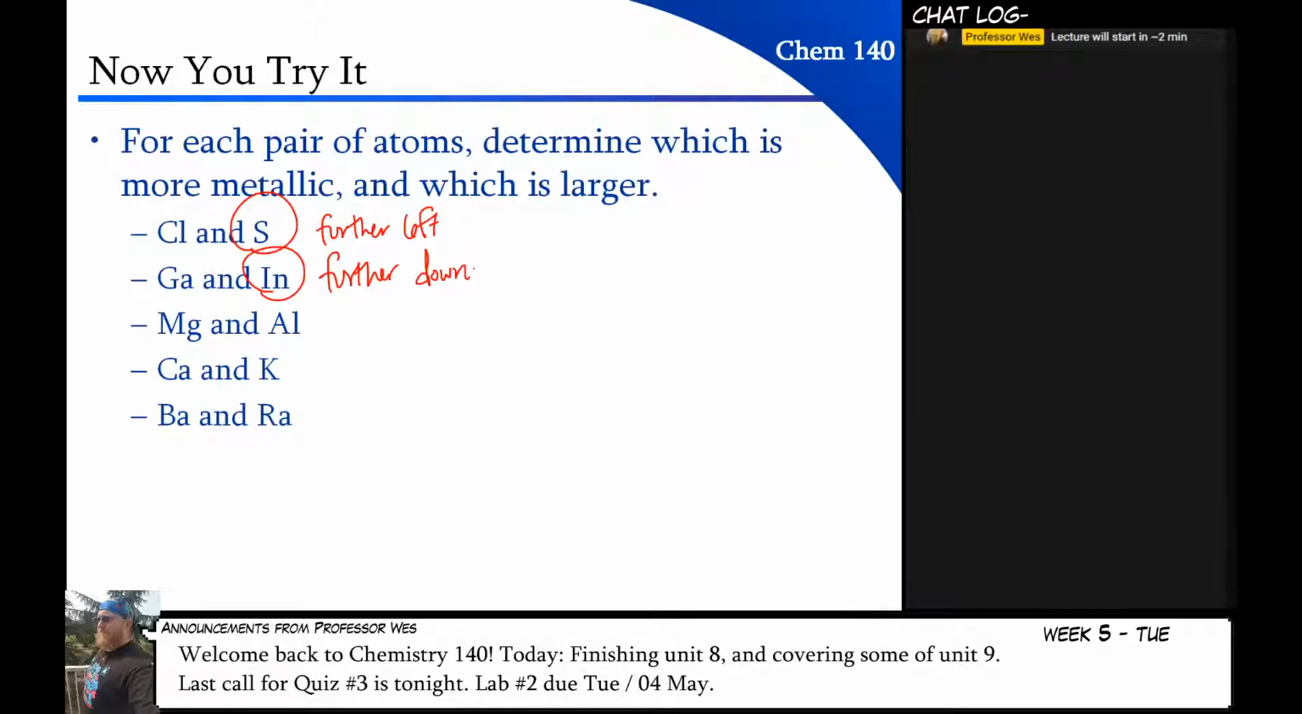We can do the same thing with magnesium and aluminum. There is a giant gap between the two of these, but for our purposes, that gap doesn't really exist as far as the atoms are concerned, because the atoms just count one proton after the other, going left to right. So since magnesium is further to the left, it's going to be bigger than aluminum. Same thing for potassium and calcium. Potassium is further to the left.